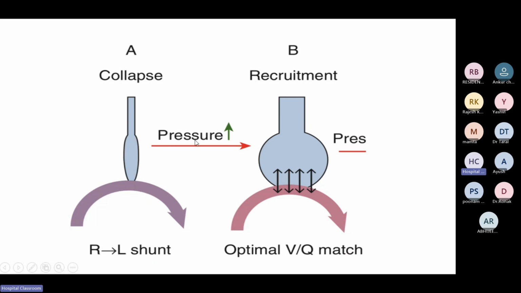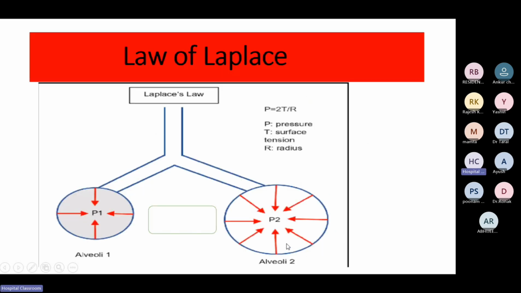So after giving increased pressures, if you recruit the lung, once the alveoli are open, whatever blood is flowing through that region will get oxygenated, and there will be gas exchange through the alveoli. Okay. So to allow for good gas exchange and optimal ventilation perfusion matching, you need to recruit the lungs.